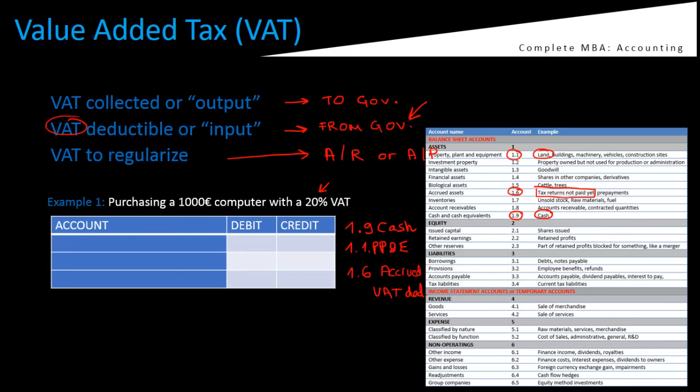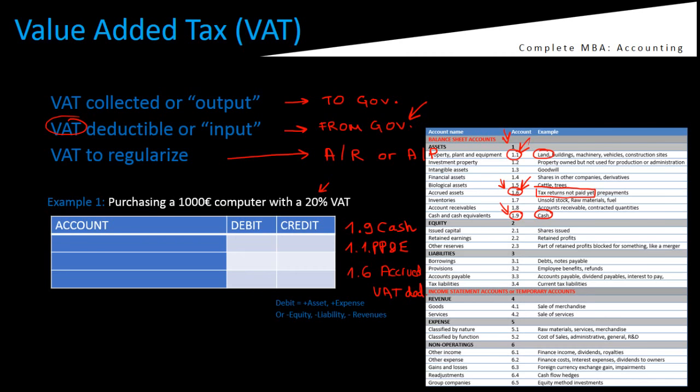Good. So we have identified the accounts involved in our transaction. Now we need to know which ones are the debit ones. We're going to use the equation learned in the last video, and knowing where the accounts are, which are these, and these, we realize that both 1.1 and 1.6 seem to be increasing assets. Those are the debit ones.